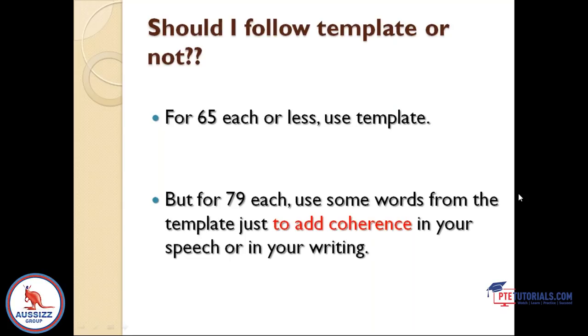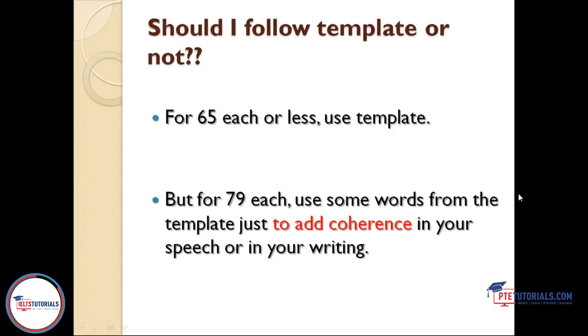As I was saying, many people have a target of 65 each, and some have a target of 79 each. I would say when the target is 65 each or less, because study-going people are also there for a study visa, they can use the template. But for 79, use some words from the template just to add coherence in your speech or in your writing. Now, what is the meaning of the second sentence? When I'm speaking one Retell Lecture or writing one Summarize Spoken Text, and my aim is to get 79 plus, then I would definitely speak in this way.